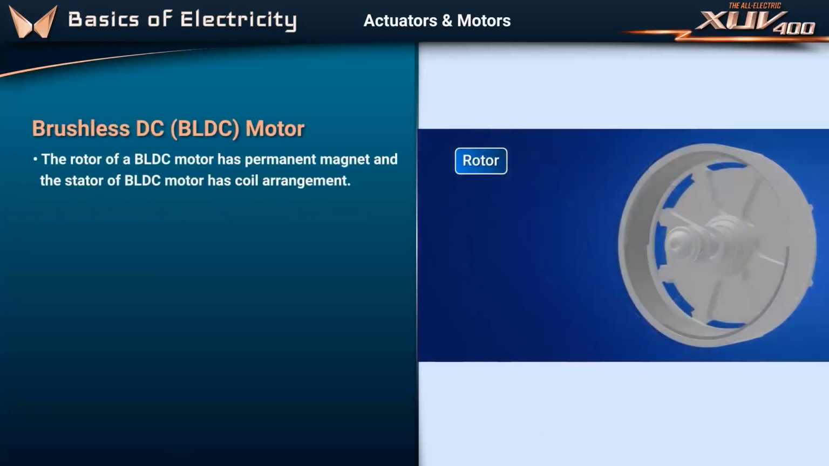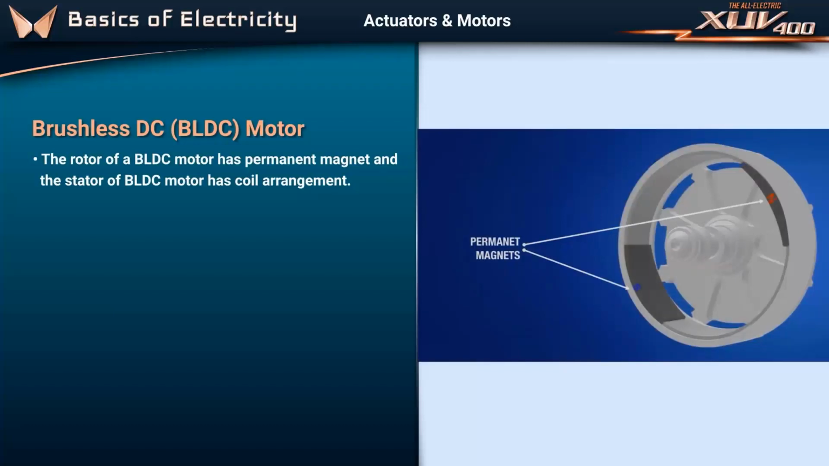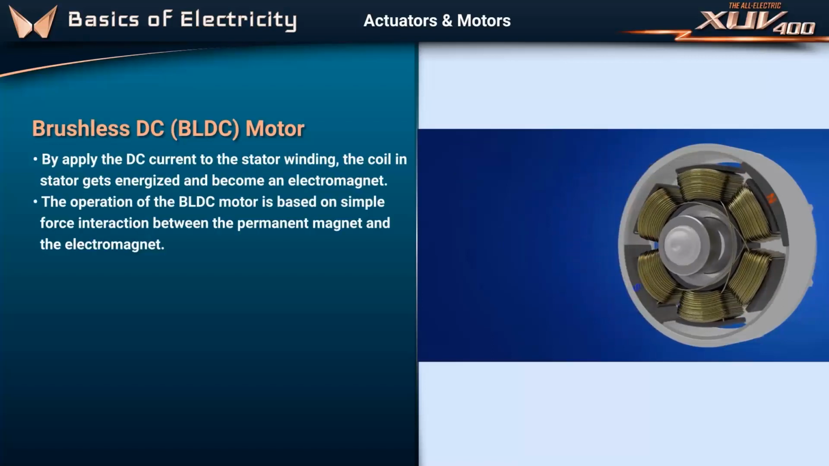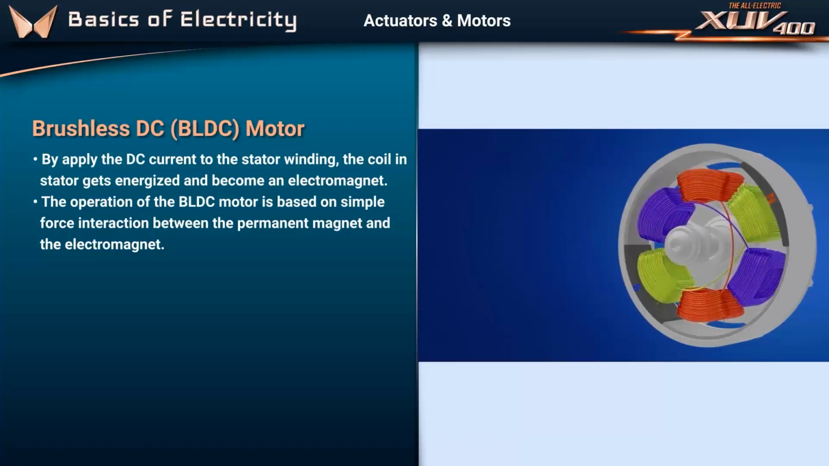Brushless DC motor. The rotor of a BLDC motor has a permanent magnet, and the stator of a BLDC motor has a coil arrangement. By applying DC current to the stator winding, the coil in the stator gets energized and becomes an electromagnet. The operation of the BLDC motor is based on simple force interaction between the permanent magnet and the electromagnet.